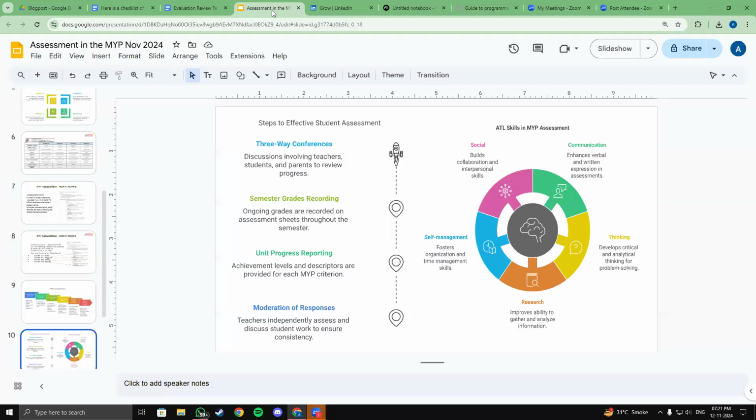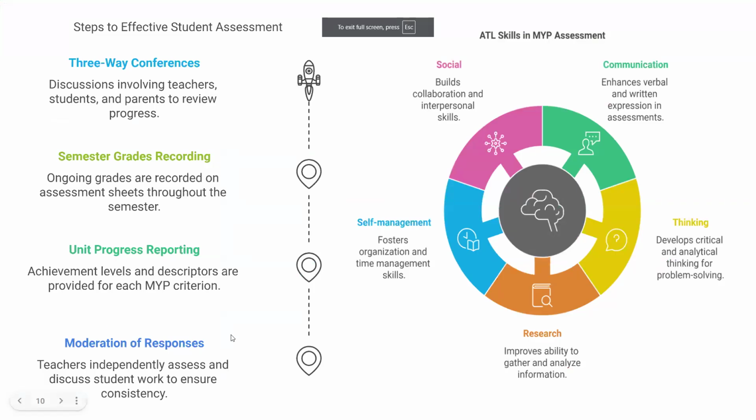That's why I have put this here: moderation of responses, very, very important. Moderation should take place after every assessment cycle, and that has to be shown as evidence to the visiting team. Then unit progress reporting: you have to report. There has to be a report card, either every semester, or at least once at the end of the year.